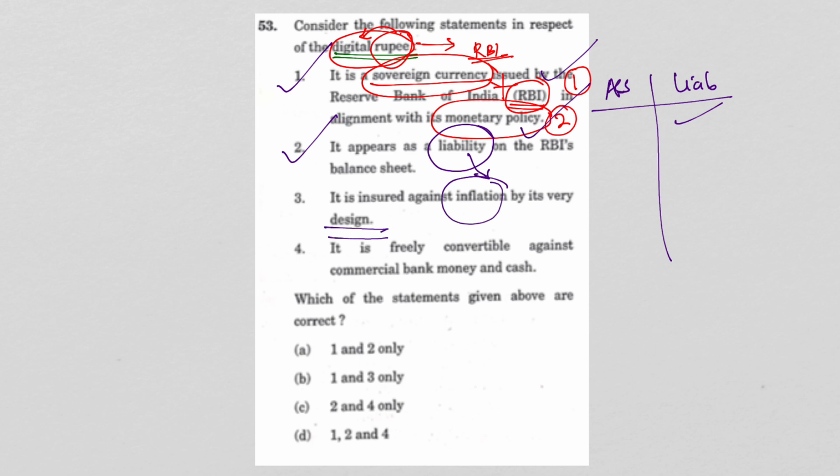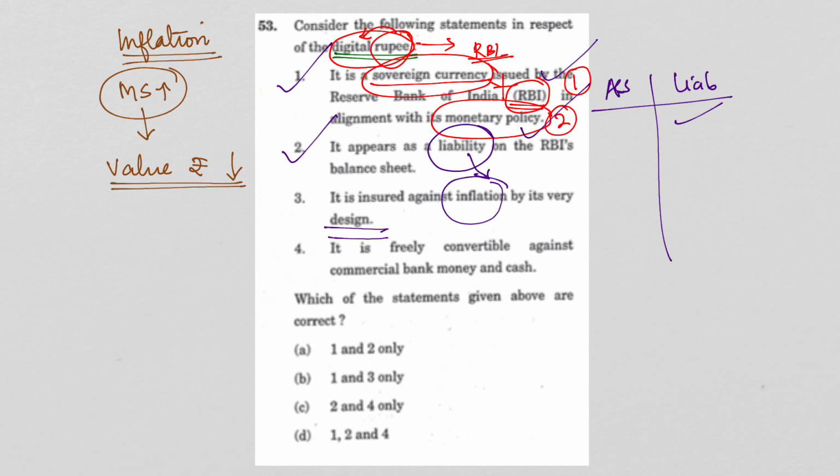Now, this statement, see, insured against inflation. What does it mean? For that, we need to know what happens to rupee during inflation. We know that during inflation, the money supply is high, which means that because the money supply is high, the value of rupee decreases, right? When the value of rupee decreases, this leads to depreciation of rupee. So, during inflation, rupee undergoes depreciation.